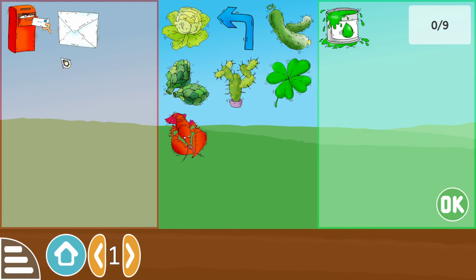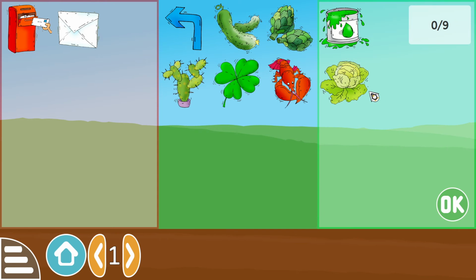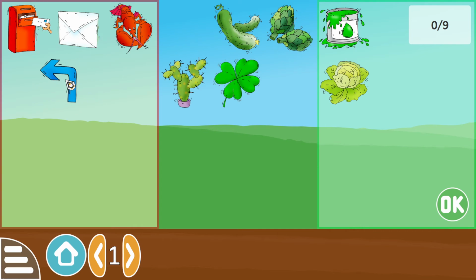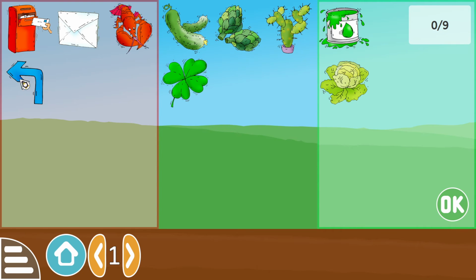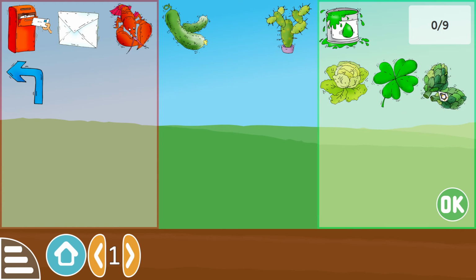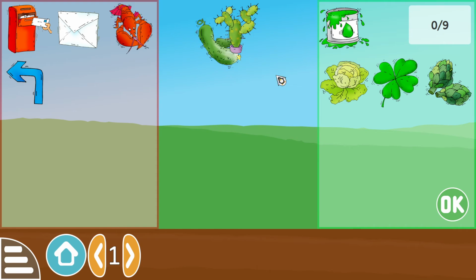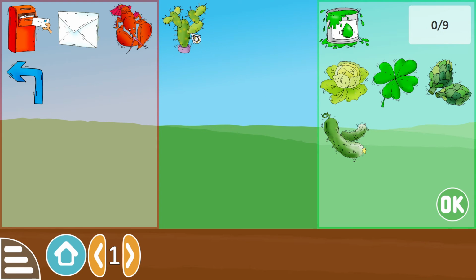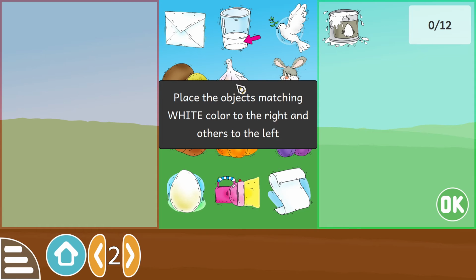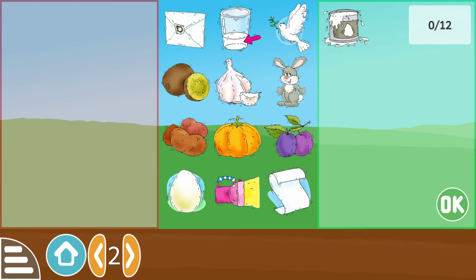That one's red and that one's white, whereas the green lettuce certainly matches the color. So the lobster and the arrow are red and blue, and everything else here should be green. So a 4-leaf clover. I think these might be artichokes, I'm not sure. And a cucumber and a cactus. So even though there's a little bit of purple there and a little bit of yellow, they count as green. So place the objects matching white to the right and the others to the left.